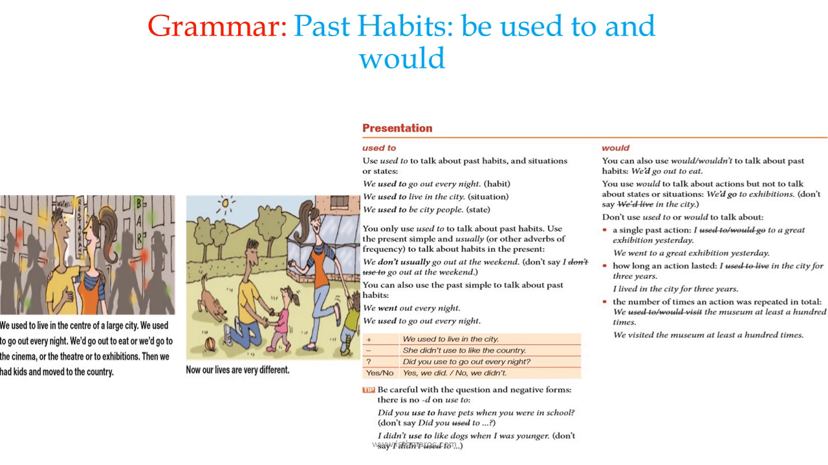Three, and finally, the number of times an action was repeated in total. "We used to visit the museum at least 100 times." That's incorrect, grammatically again incorrect. You tell me, "we visited the museum at least 100 times." So this is a successive number of actions that happened in the past, so you use the simple past. So this is, in short, the course. Now we move to the part of exercises.